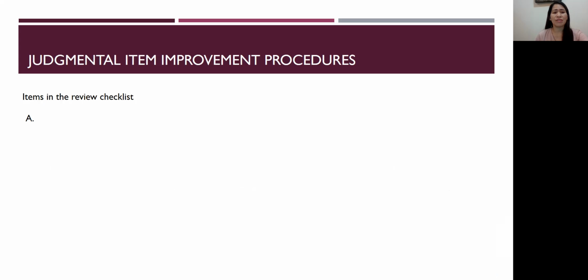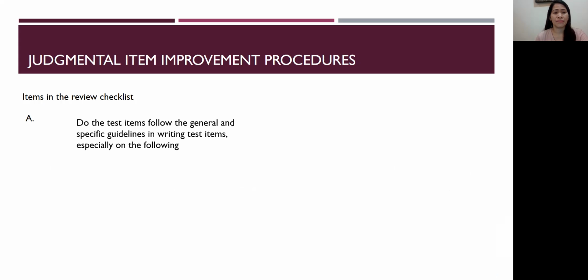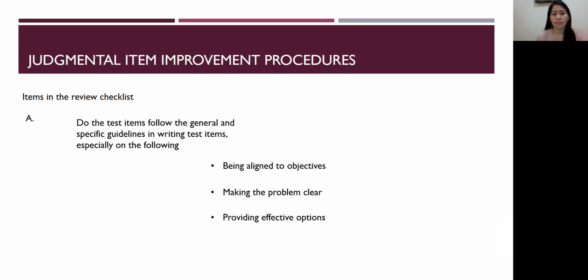So these are the items in the review checklist. First, do the test items follow the general and specific guidelines in writing test items, especially on the following? A, being aligned to objectives, making the problem clear, providing effective options, avoiding unintentional clues, and having only one best answer.